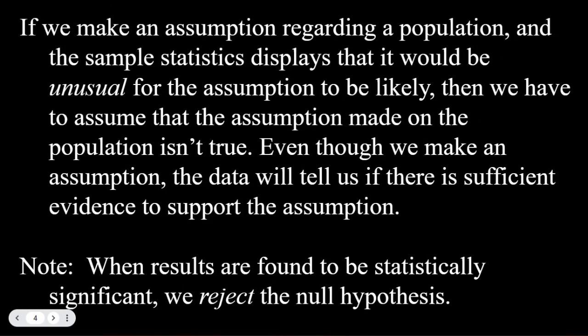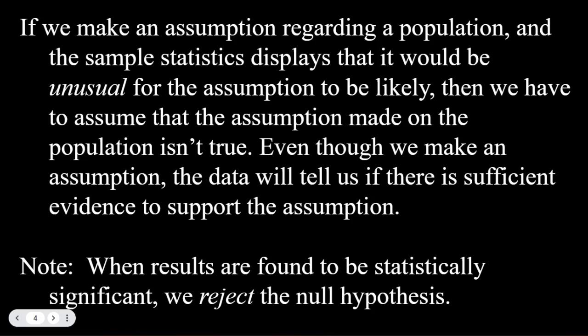For our hypothesis testing, if we make an assumption regarding a population, which is our null hypothesis, and the sample statistics display that it would be unusual for that assumption to be likely, then we have to assume that our assumption that we made about the population is not true. Even though we make the assumption, the data will tell us if there's sufficient evidence to support the assumption or to reject it. And again, remember our assumption that we make is the null hypothesis.